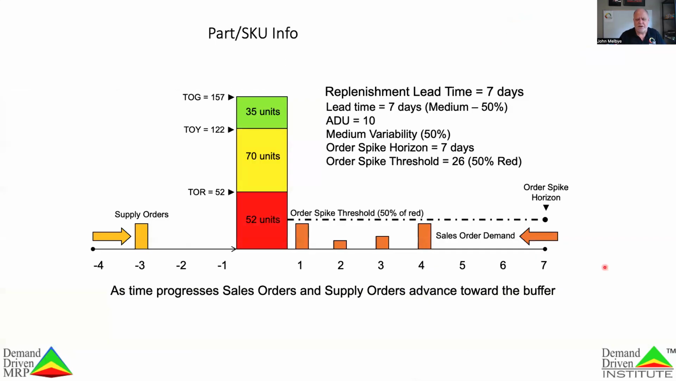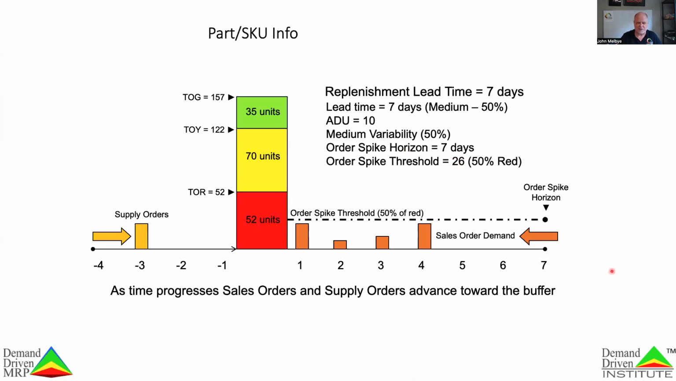So let's go through a 17-day kind of simulation here. We've got a sample part figured out, average daily usage of 10, replenishment lead time of 7 days. So that's a medium lead time. That's a medium variability part. We've got an order spike horizon. So we're going to look out 7 days because we have a 7-day lead time. And we're going to look for items that are above 50% of my red zone. So orders or daily buckets of orders that add up to more than 26.